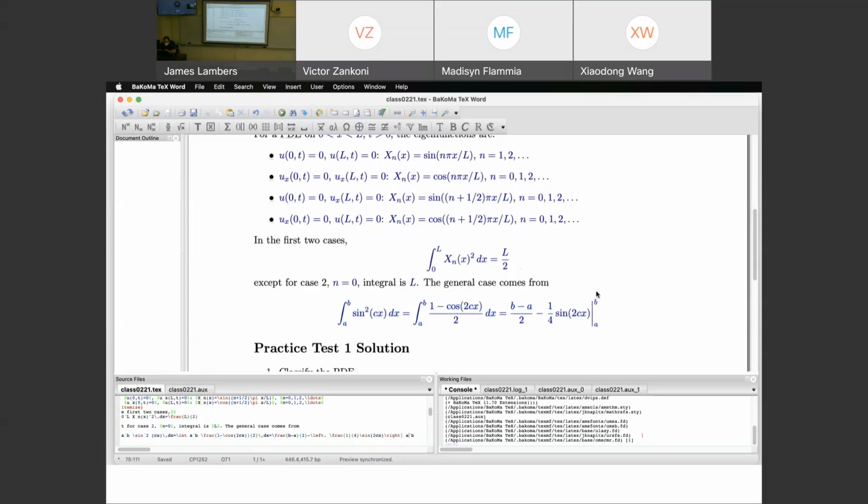But anyway, this is something that can, again, save some time. And I've written this out for sine squared. The same thing applies for cosine squared. You just have a plus here instead of a minus.